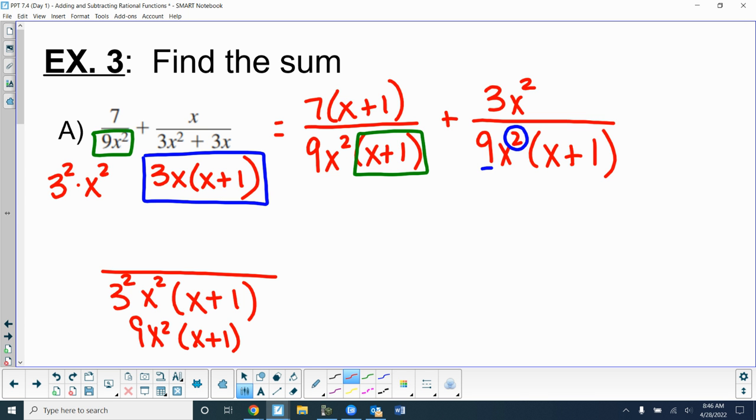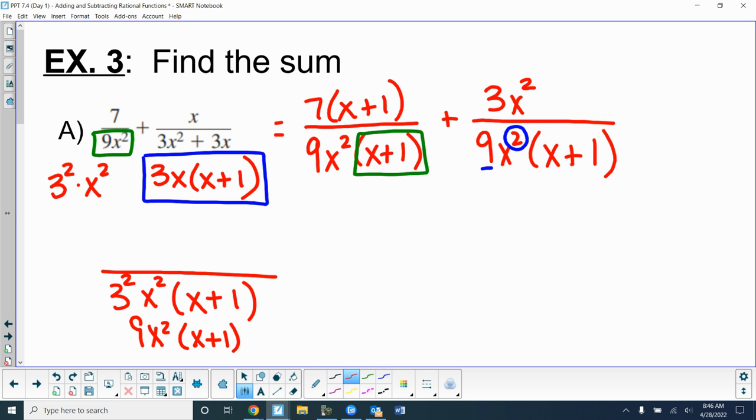There was a 3. Now it's a 9, so I multiplied the numerator by 3. There's an x, and it's x squared right here, so I multiplied that x by x. That's how that x squared came to be. Already had the x plus 1, so that's nothing new, right? Whatever I did to the bottom, I do to the top.